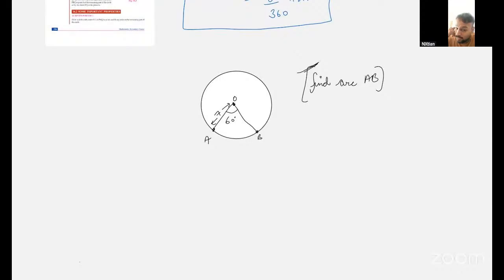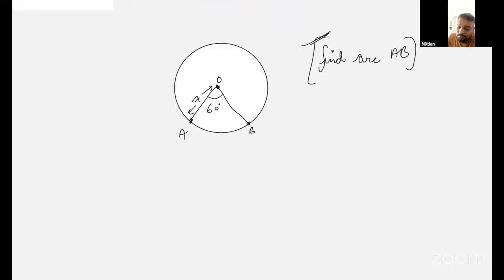Okay, find it out. How will you do it? You have the formula. We have the center angle, which is theta, and we have r also, which is 7. So you have to put it in and solve it. Can you do it, guys? If you have any problem, please ask me.